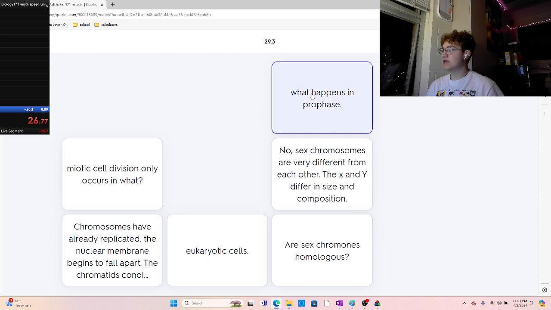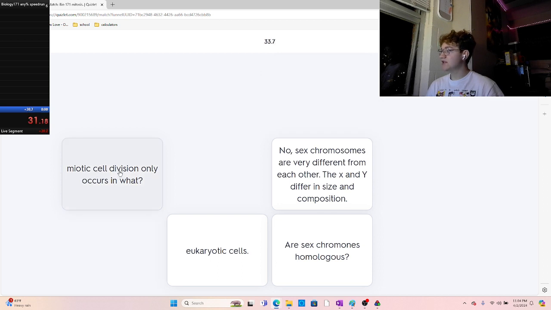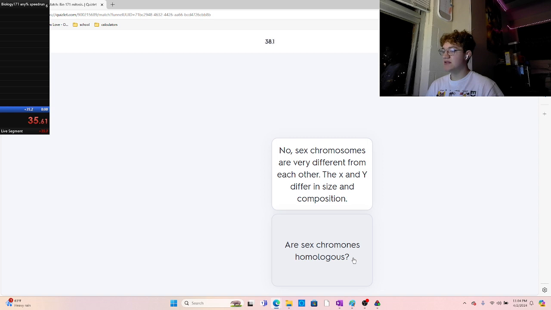Prophase is when the chromosomes have already replicated and begin to condense. Yep. Meiotic cell division only occurs in what? Eukaryote cells. Are sex chromosomes homologous? No, they're not.